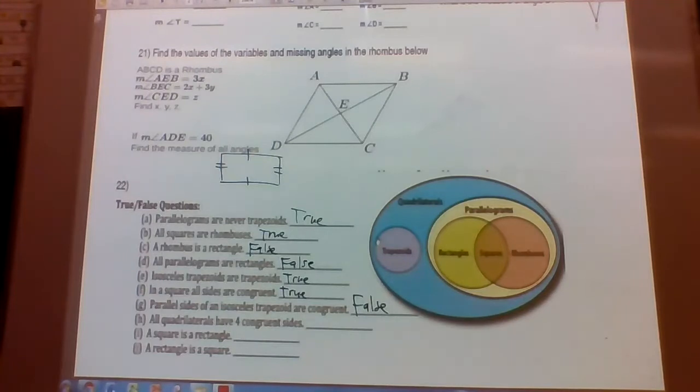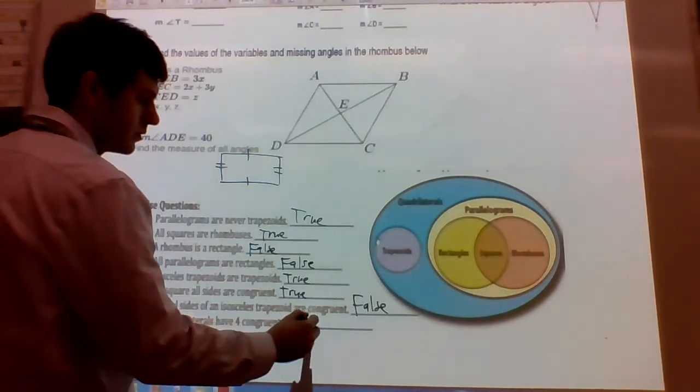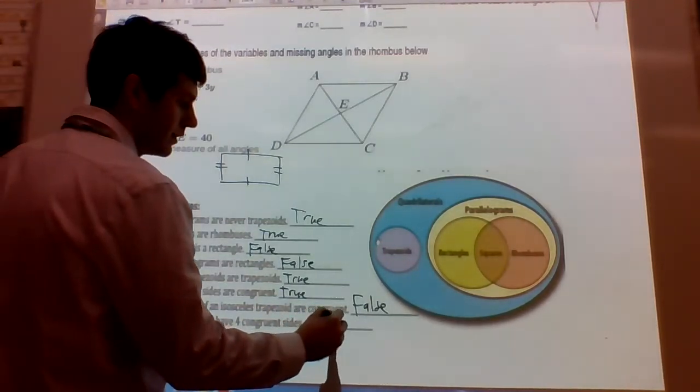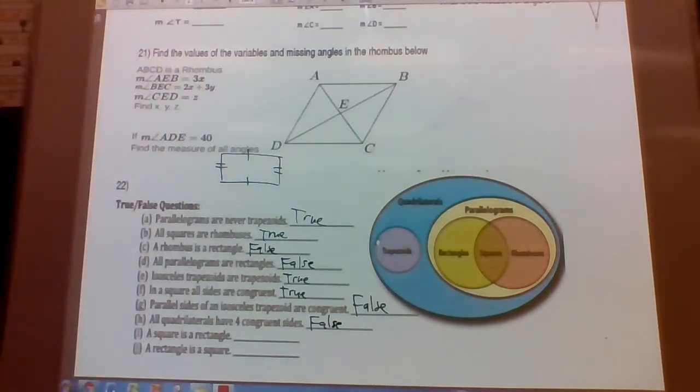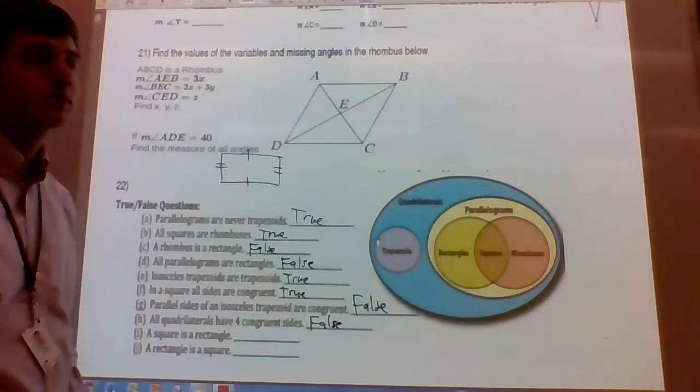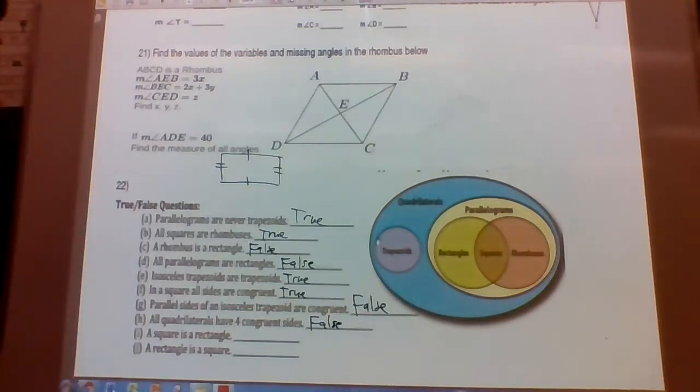All quadrilaterals have four congruent sides. This is false. A quadrilateral is defined as having four sides. They don't need to be congruent. Only rhombuses and squares are going to have four congruent sides. Well, you could have other figures too that are not convex, but we're not going to worry about that.